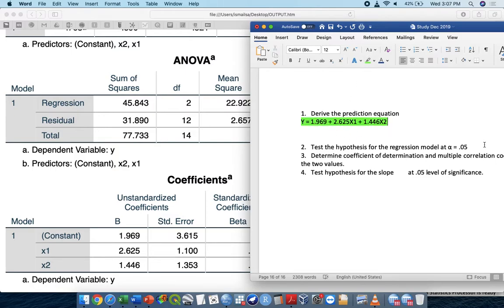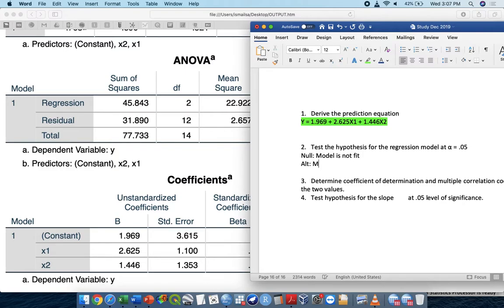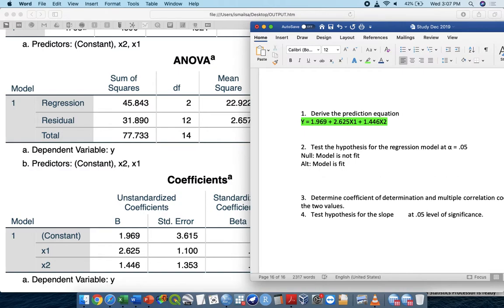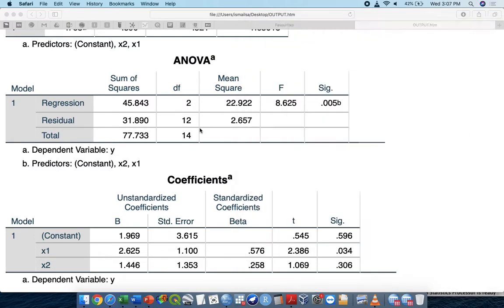Okay, the second question: test the hypothesis for the regression model at alpha 0.05. What is your null? The model is not fit. Very good. So your alternative will be the model is fit. As simple as that. The second step will be your alpha, and the third step will be to run the analysis. Of course, you run it and then you report which value you are looking at.